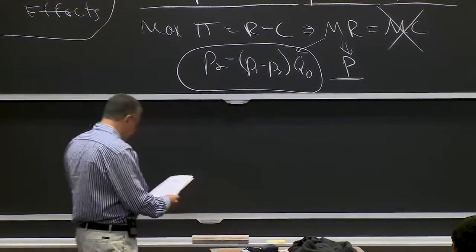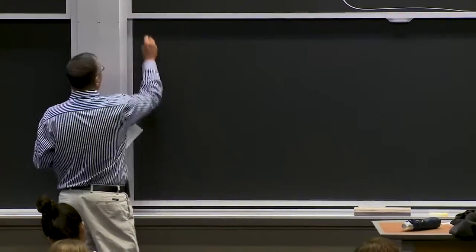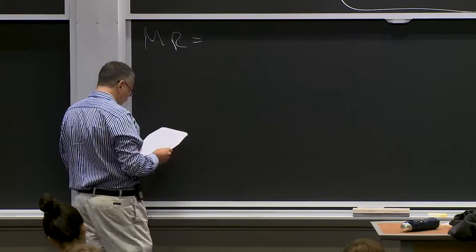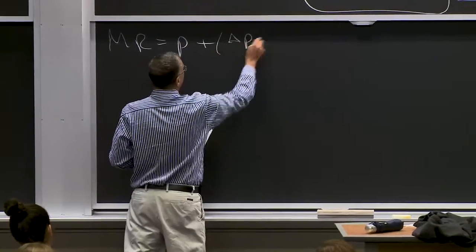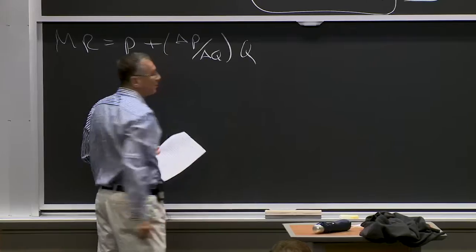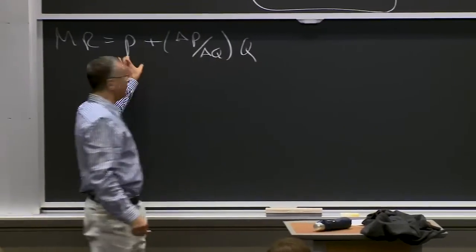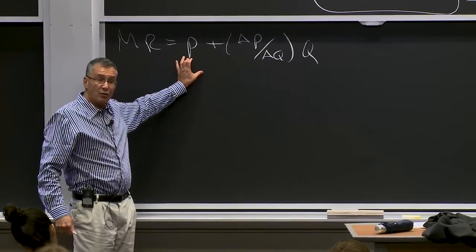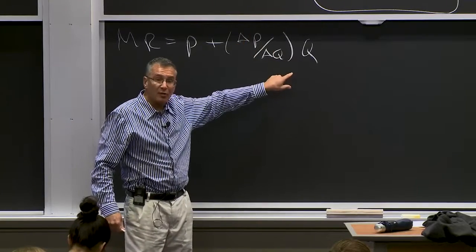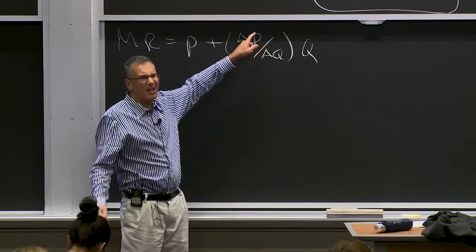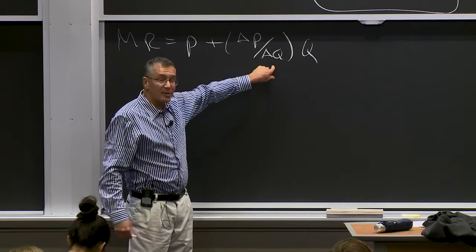More generally, marginal revenue is defined as P plus delta P over delta Q times Q. That's marginal revenue. The first term is positive. That's the money you make on the next unit. The second term is negative, because by definition the demand curve is downward sloping. There are no Giffen goods anymore in this class. Giffen goods may be on a test, but not in reality. The demand curve is downward sloping. So this term is negative.